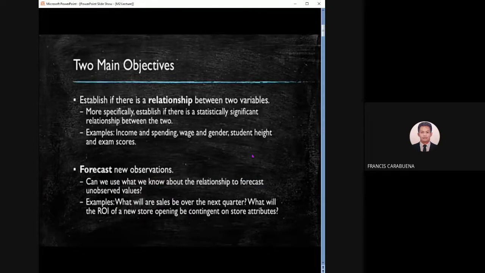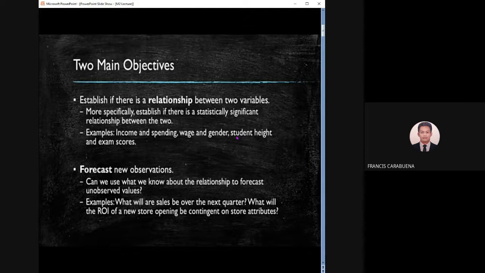So simple linear regression, or regression models in general, have two main objectives. The first one is to establish if there's a relationship between two variables. We're going to be talking about a positive relationship between two variables if they tend to move together, in the sense that when one increases, the other one increases as well. And conversely, in a negative relationship, we find that if one variable's values increase, the other variable tends to decrease.